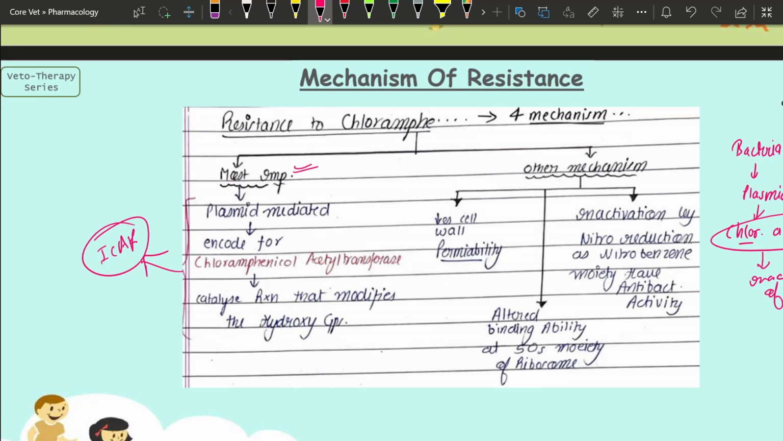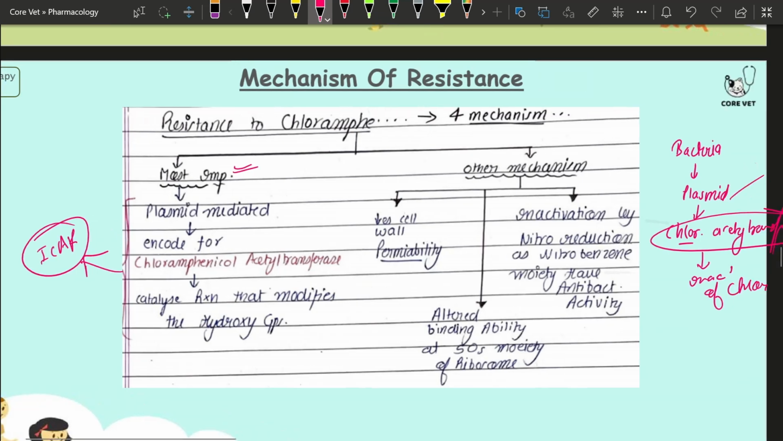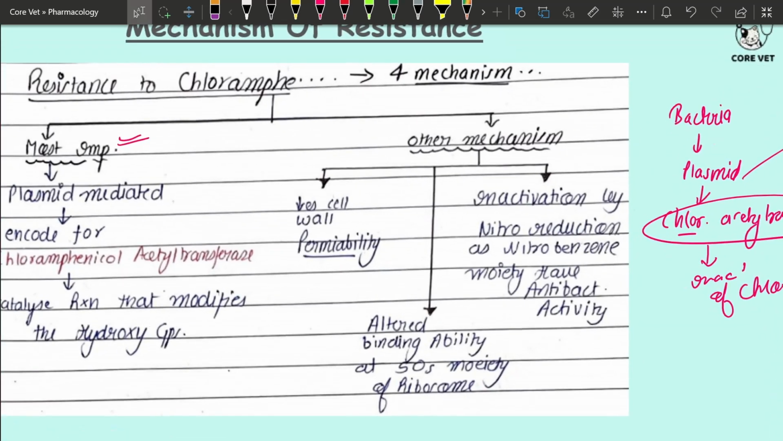So please just focus on this particular part. Now, if we talk about the other resistance mechanism, the bacteria may decrease the permeability towards that particular drug and not allow the drug to enter the premises of the bacteria, right?